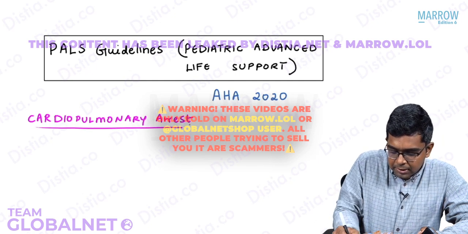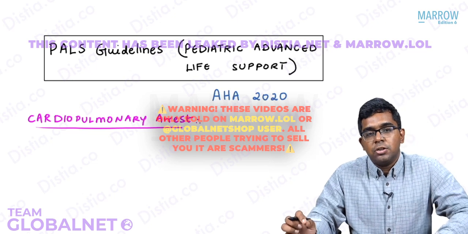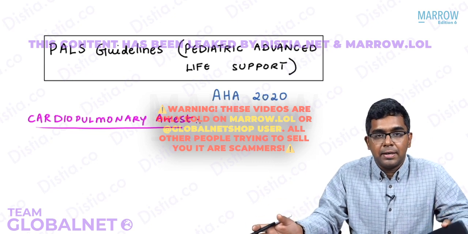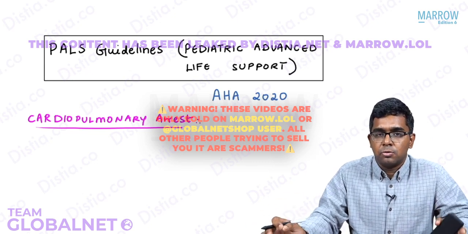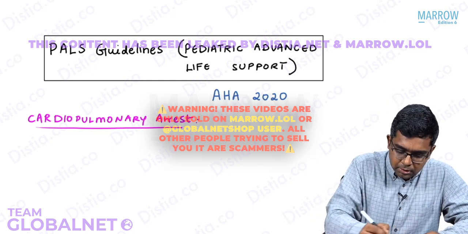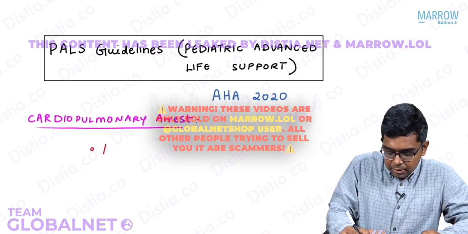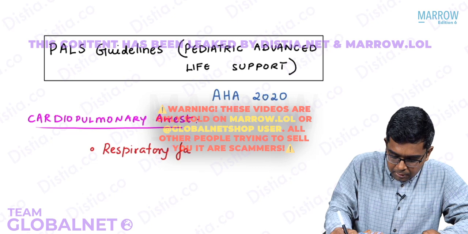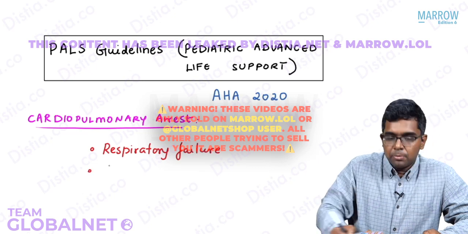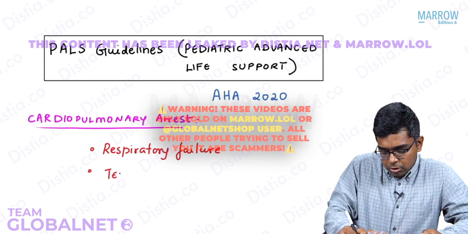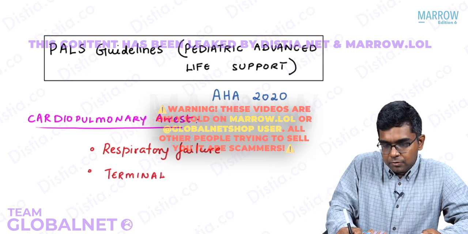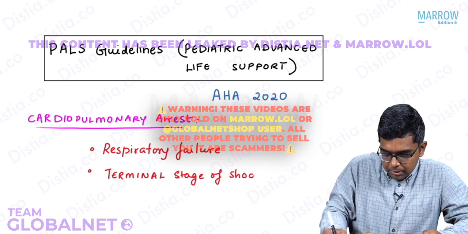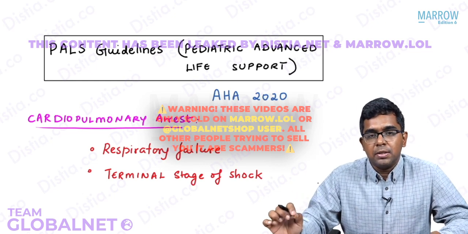Please remember that the cause of cardiopulmonary arrest in children is more respiratory than cardiac. Cardiac causes are more common in adults, whereas in children, respiratory causes are more common. The usual common causes include respiratory conditions like respiratory failure, number one. Number two, it could be the terminal stage of shock. That is the next condition where you can have cardiopulmonary arrest. These are the two usual scenarios.